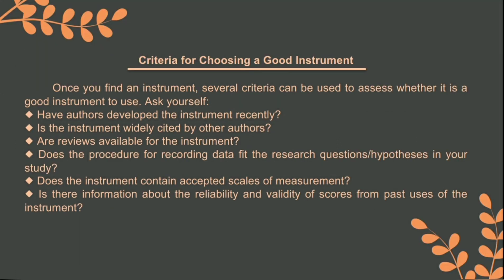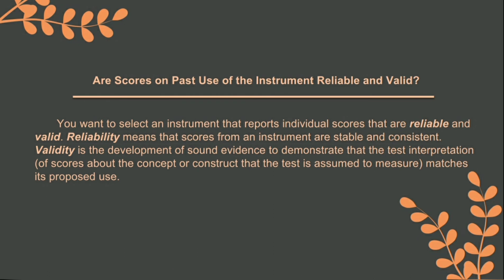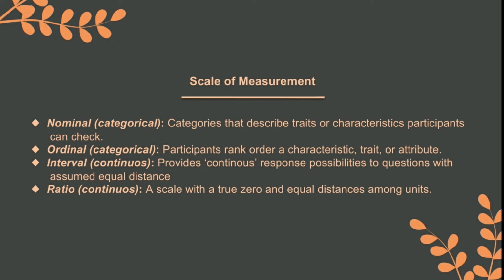Criteria for choosing a good instrument. Once you find an instrument, several criteria can be used to assess whether it is a good instrument to use. There are reliability scores and validity scores. Reliability means that scores from an instrument are stable and consistent, and validity is the development of sound evidence to demonstrate the test interpretation. The next is scale of measurement. There are nominal, ordinal, interval, and ratio.